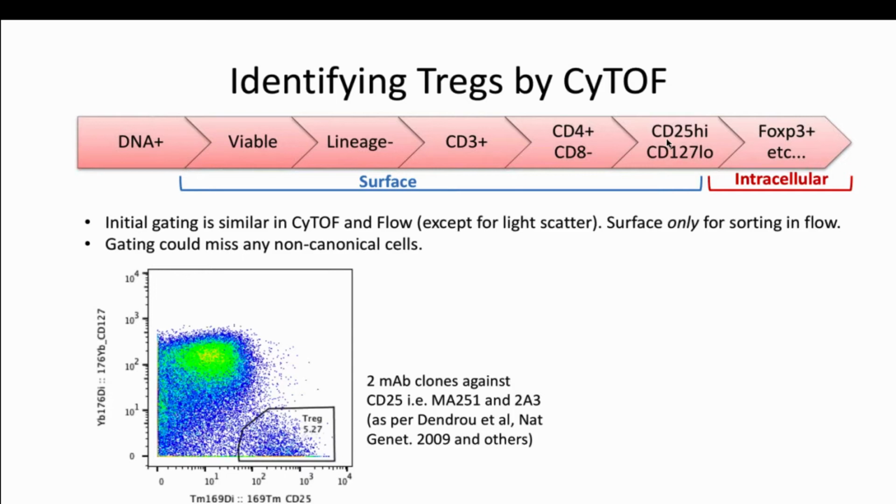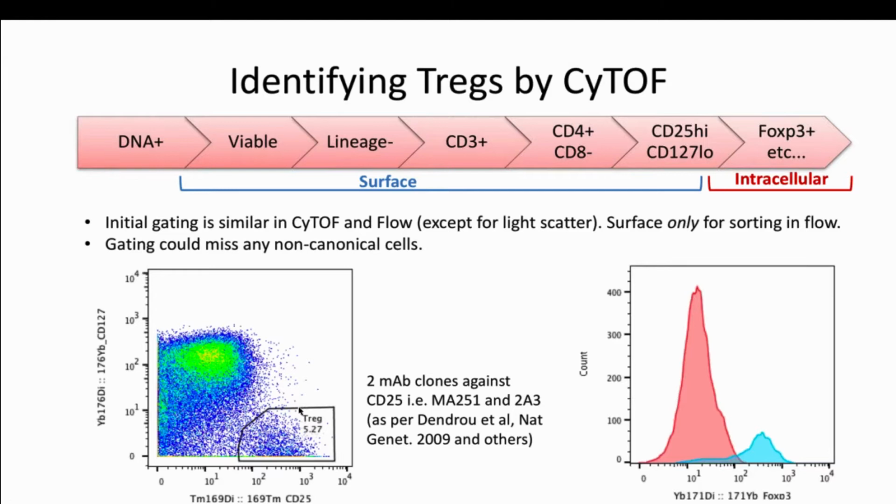Typical staining patterns allow us to see Tregs in a very conventional way. So in this first plot here, I've got CD25 high cells and CD127 low. So it's a classic Treg population. But in order to resolve this really nicely, we actually use two separate clones against CD25. Both of these clones are labeled with the same metal isotope, but that actually gives us a much brighter signal, enabling us to resolve these CD25 bright cells really well.